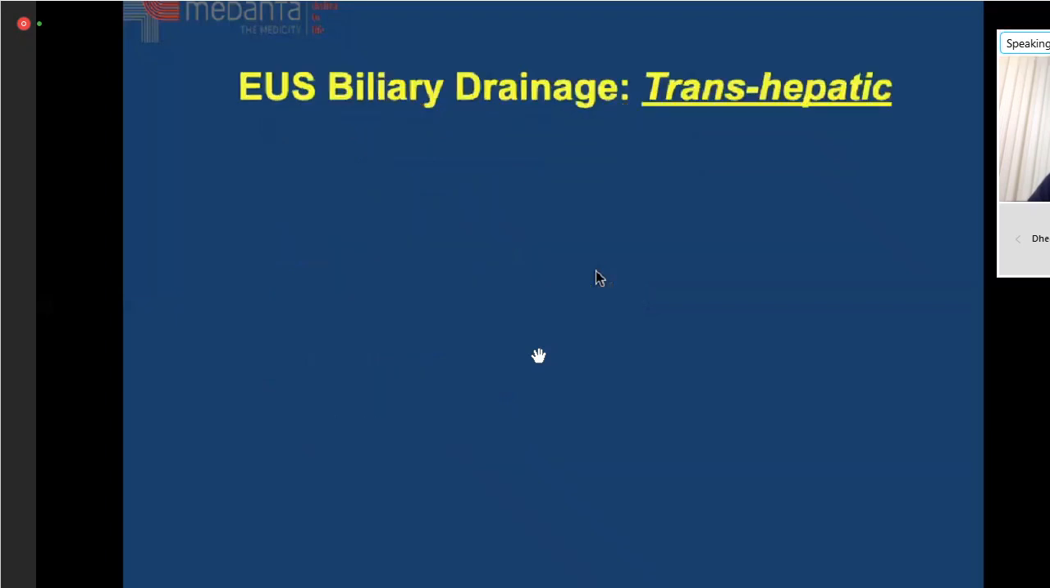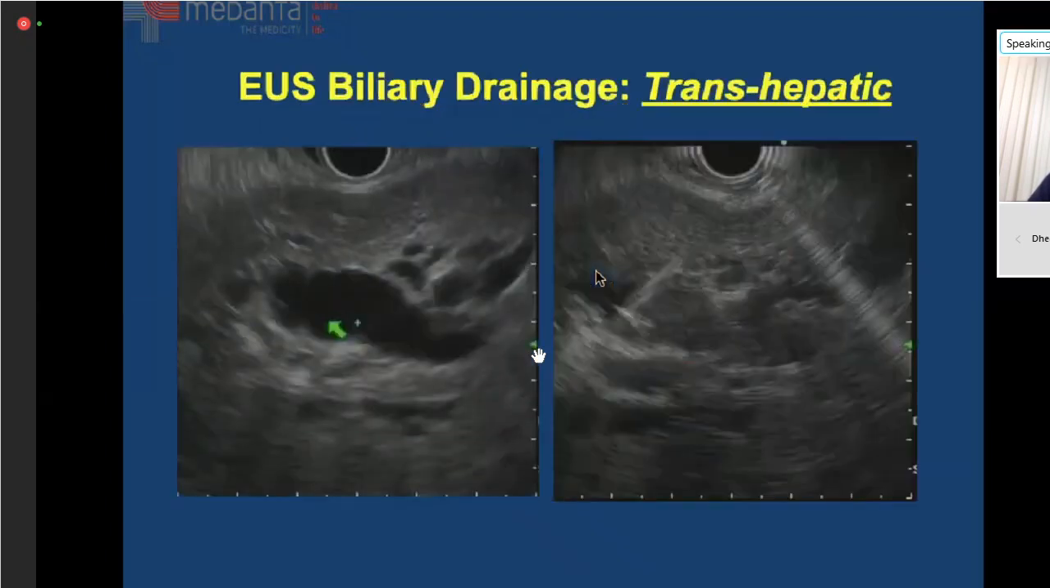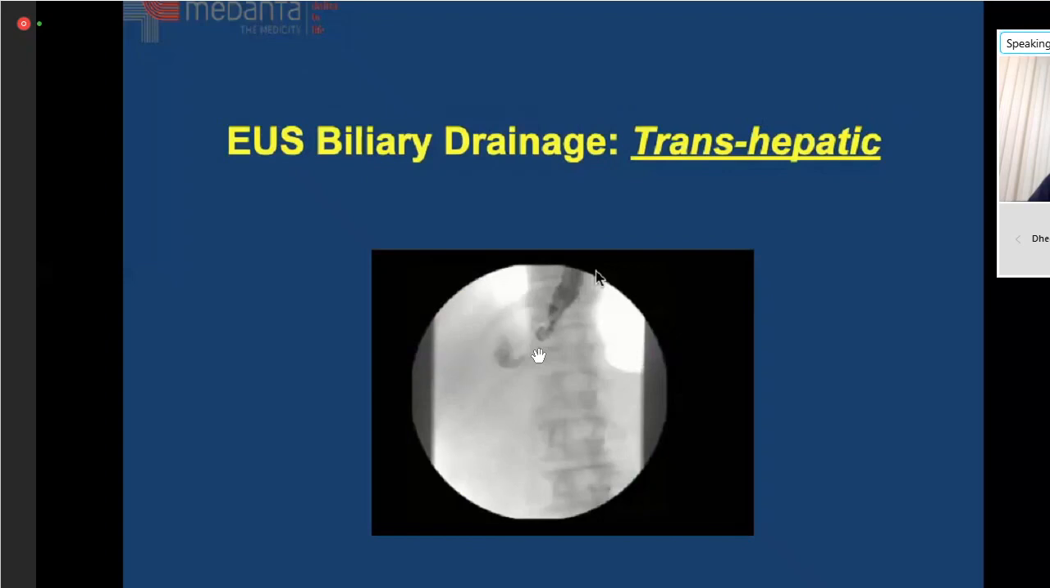So I said transhepatic, you use segment 2 and 3. Just for a beginner, you should know segment 2 and 3 from the left lobe, you can puncture and you can do the transhepatic drainage.